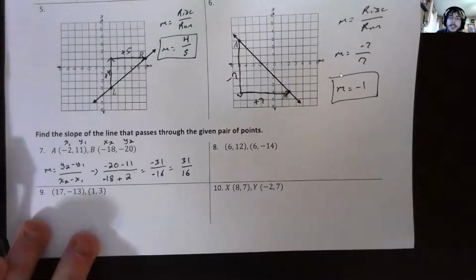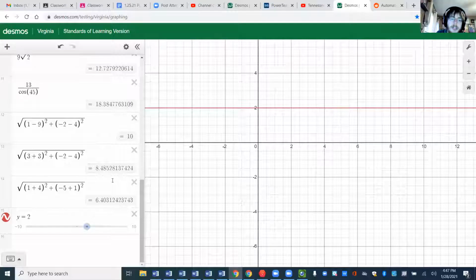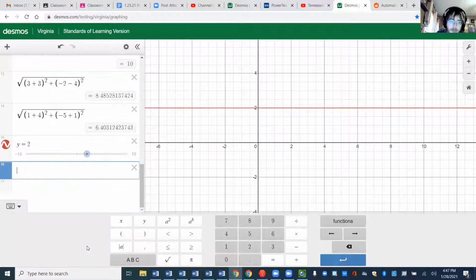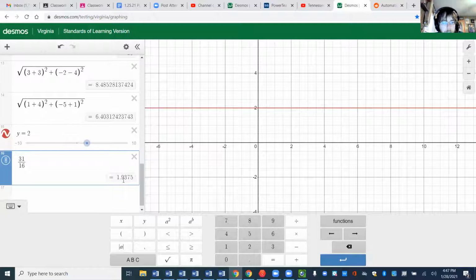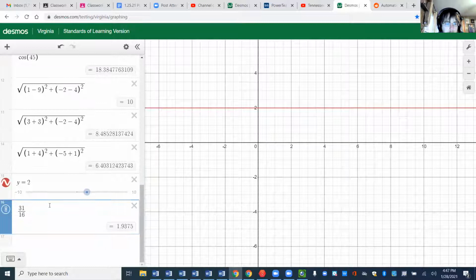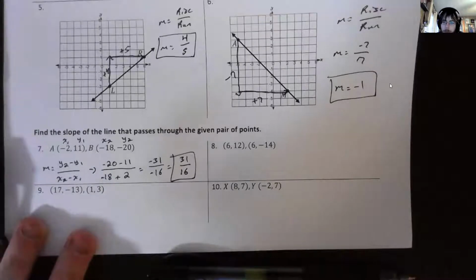And just in case you guys didn't know, you can simplify fractions in Desmos. So if you go into Desmos and type in your fraction, and it gives you a decimal, like here, 31 over 16 gives you 1.9375. If you look to the left side here, you'll see a circle with a fraction bar in it. Click that, and it will change that decimal to the fraction in simplest form. So this one does not simplify, so we just leave it as our slope being 31 over 16. Okay.